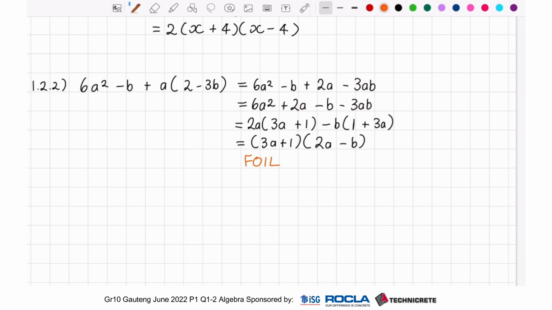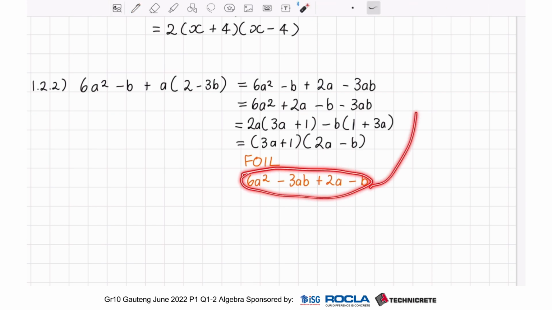Okay, and FOIL says I multiply the first two terms in the brackets, so it's going to be 3a times 2a is 6a squared. Then I'm multiplying the outer terms, so I'm going to have 3a times minus b, which is minus 3ab. Then I'm multiplying the inner terms, which is 1 times 2a. And then I multiply my last terms, 1 times negative b. And I can see that this is exactly what I had as my original expression, so I know that I factorized correctly here.